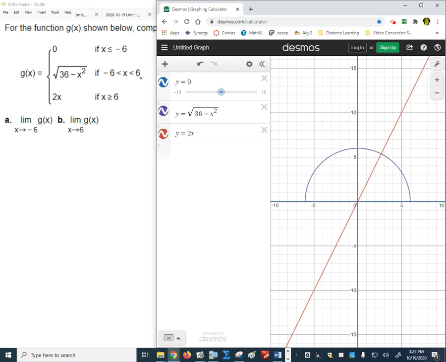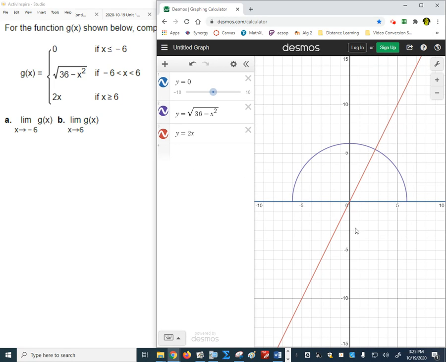And so you get different answers from the right, which is on the red line, and from the left, which is on the purple semicircle. And so the answer is the second limit doesn't exist. Okay, so I'll put this picture in here again, just so you have it.